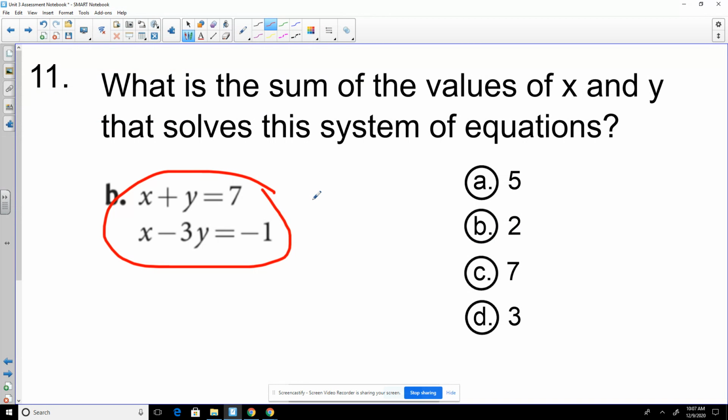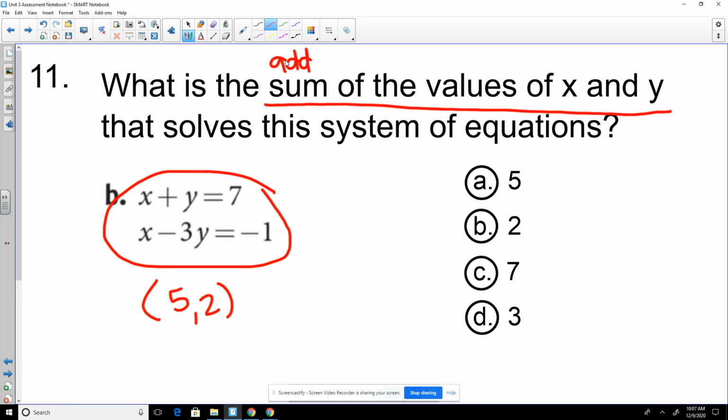I get that the solution of this system is 5, 2. So I'm going to go to my paper. The solution of this problem is 5, 2, where x is 5 and y is 2. What is the sum of the values of x and y? Well, sum means add. What do you get when you add the values of x and y? What is 5 plus 2? 5 plus 2 is 7. 7 is the sum of the values of x and y that solves this system. So you have to solve this system, pull out the ordered pair, and add x and y to get your answer.